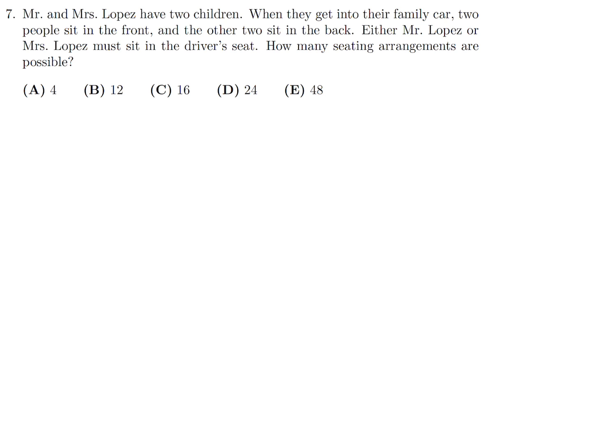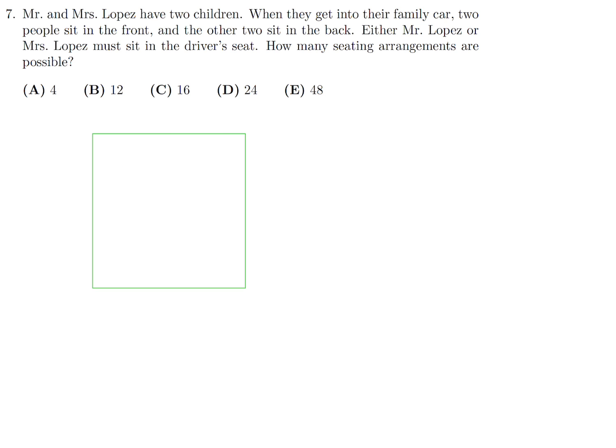Mr. and Mrs. Lopez have 2 children. When they get into their family car, 2 people sit in the front and the other 2 sit in the back. Either Mr. Lopez or Mrs. Lopez must sit in the driver's seat. How many seating arrangements are possible?